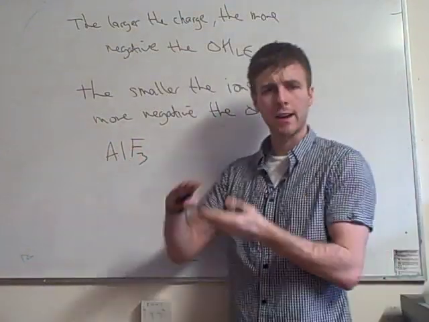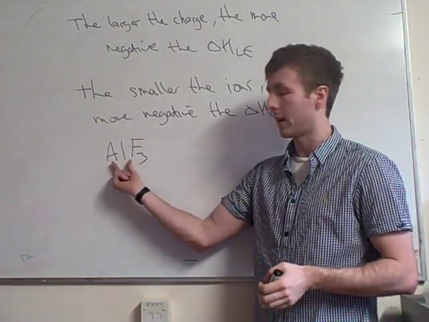So if I had two very, very small, highly charged ions, for example, aluminium fluoride, AlF3, that would have an incredibly negative lattice enthalpy because they're small and highly charged.